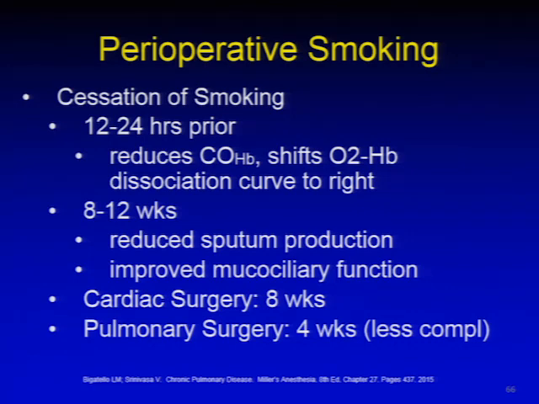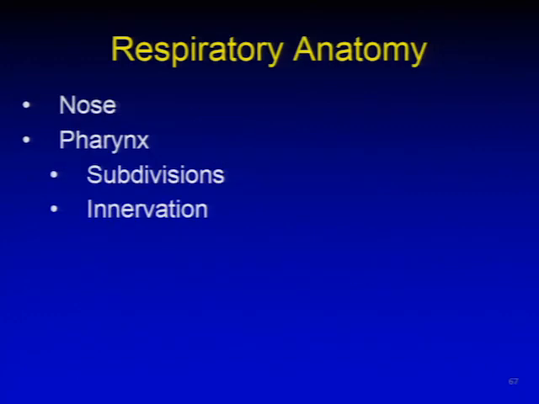Now, lower pulmonary complication rates from cardiac surgery can occur if smoking cessation is at least 8 weeks prior to the surgery. For lung surgery, 4 weeks prior to lung surgery, smoking needs to be stopped in order to get a benefit. The goal is to reduce their carbon monoxide levels. Even small amounts of carbon monoxide will shift to the left your oxygen-hemoglobin dissociation curve, and displace oxygen from hemoglobin. Smoking cessation reduces sputum production, improves mucociliary transport, so it is certainly worth it.